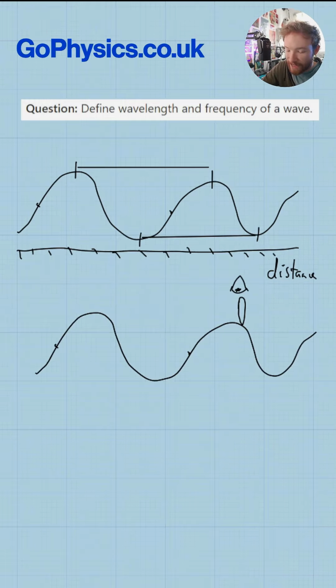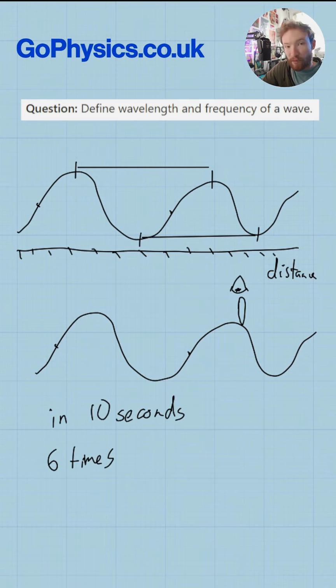So if in 10 seconds the peak of the wave went past 6 times, the number of times that the wave would be going past every second would be 6 divided by 10, or 0.6. So that's how many times the wave went past per second, and that's how we write per second.